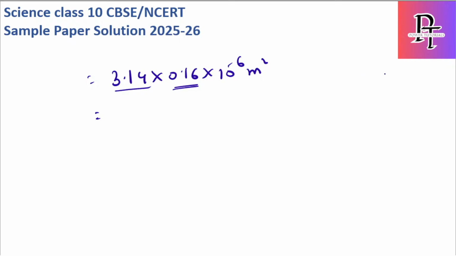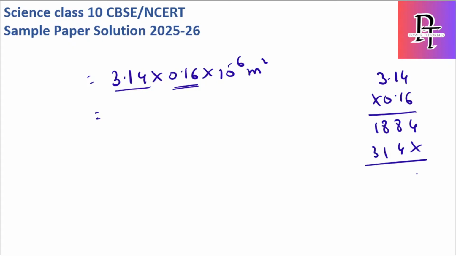Okay, let me do it from my end. 3.14 into 0.16. 6 4s are 24, carry 2. 6 1s are 6, plus 2 is 8. 6 3s are 18. 1 4 is 4. 1 1 is 1. 1 3 is 3. So it is 4. 8 plus 4 is 12. 8, 9, 10, 11. So yes, 0.5 into 10 power minus 6. Very good.